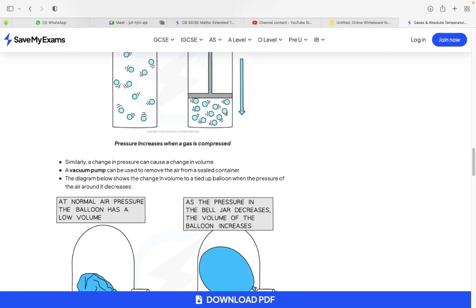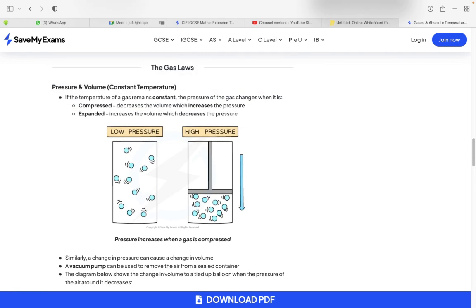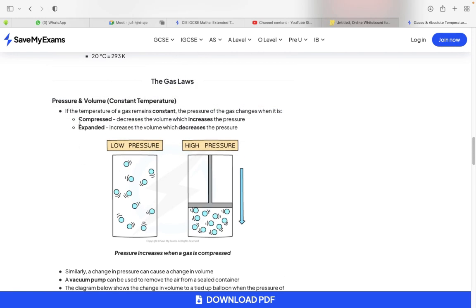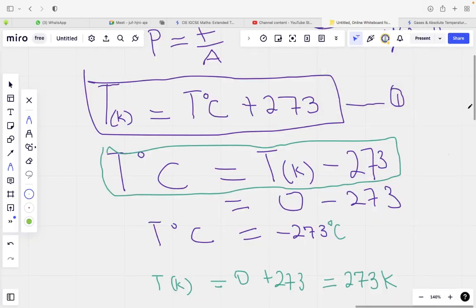Okay, Boyle's law states that for a fixed mass of a gas, the pressure varies inversely to the volume.